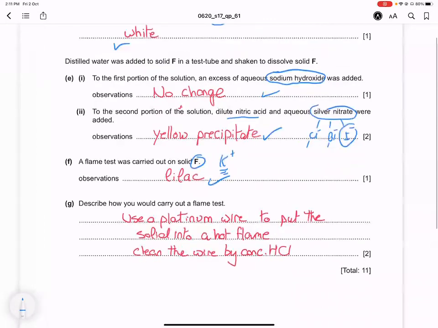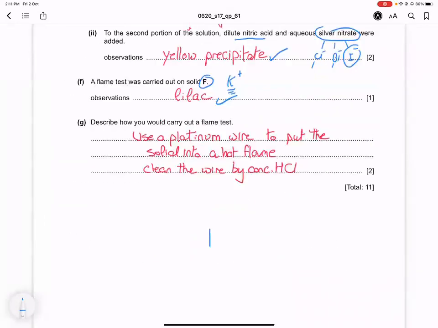Describe how you carry out the flame test. This is a very important question. How to do a flame test? First of all, you get something called platinum wire, okay? Platinum wire. This is a wire made of platinum to endure the high temperature. You add the solid on the wire and you burn the solid in the blue part of the flame, or just say in a hot flame. You need to burn the metal in the hottest part of the flame, okay?